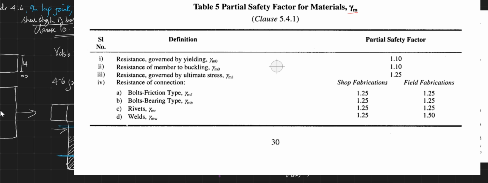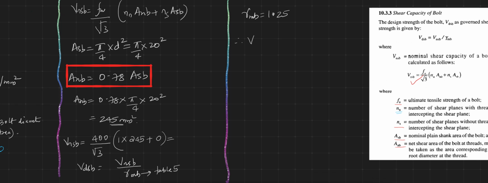In this, for the resistance of connection, if it is a bolt friction type, that is HSFG bolt, or bearing type, gamma MB for shop fabrication is 1.25 and for field fabrication is 1.25. So from Table number 5 of IS 800:2007, you'll get the value of gamma MB as 1.25. If we take VDSB as VNSB divided by gamma MB, you'll get this value as 45.26 kilonewton. That is, the shear strength of the bolt is 45.26.